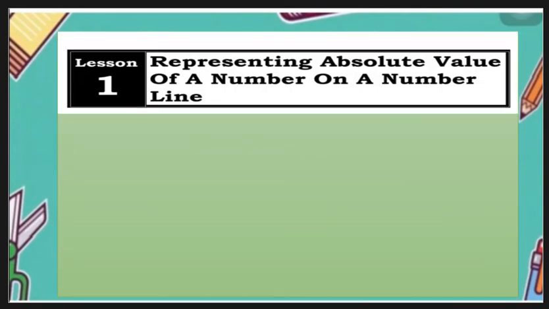Now, in your previous lesson, you learned that the subset of a real number can be represented using a number line, wherein 0 is the center of a number line. The numbers having the same distance from 0 on a number line but in opposite directions are called opposites. Our lesson 1: representing absolute value of a number on a number line.